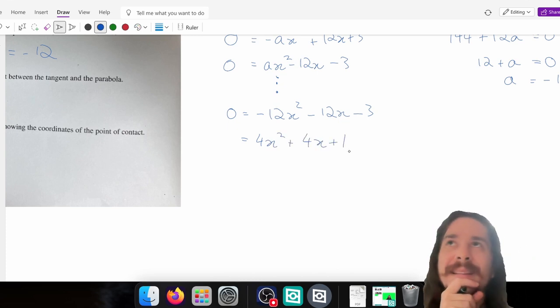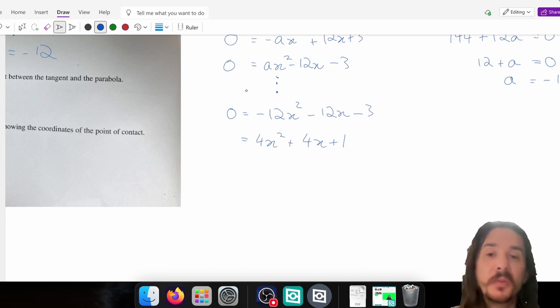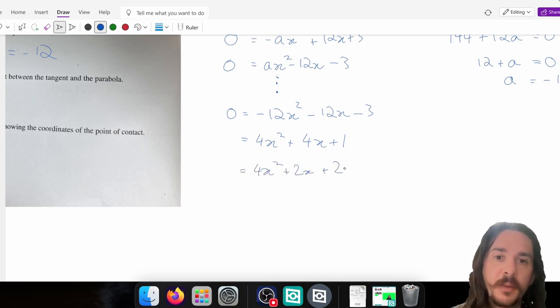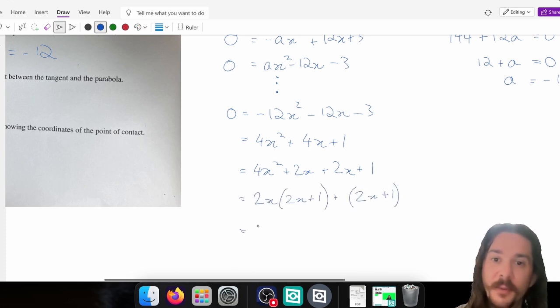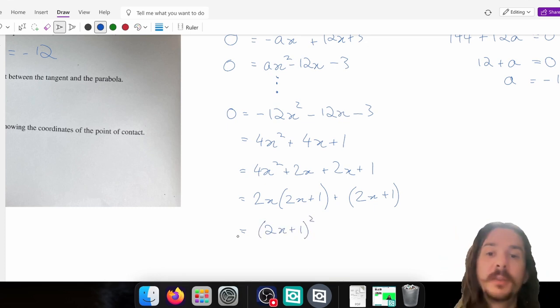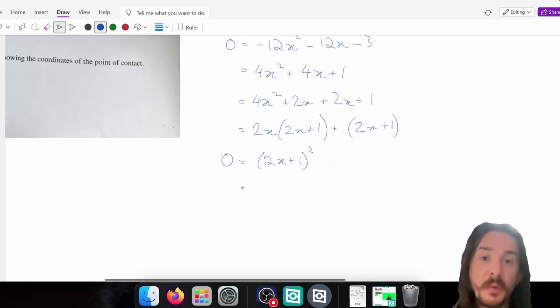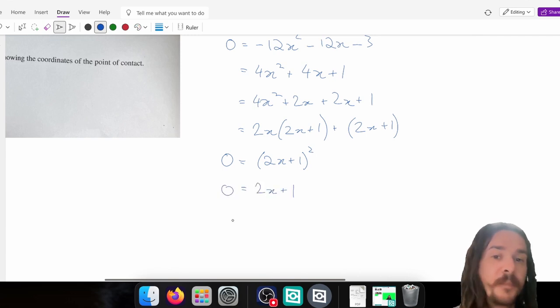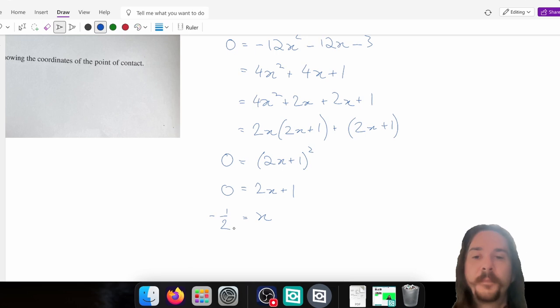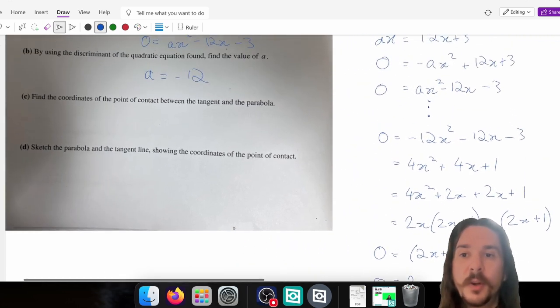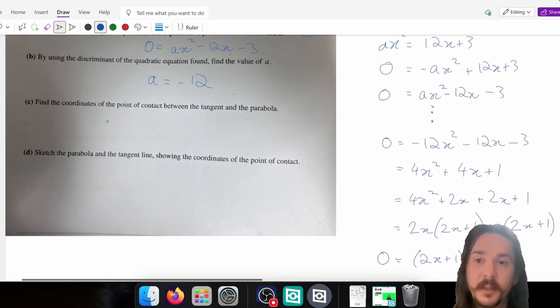Okay, so what adds to 4 and multiplies to 4? That's going to be 2 and 2. So we have 4x squared plus 2x plus 2x plus 1. So we have 2x times 2x plus 1 plus 2x plus 1. In other words, we have 2x plus 1 times 2x plus 1. Okay, this is equal to 0. So that means that we can square root both sides. 0 is equal to 2x plus 1, which means that x is equal to negative 1 over 2. Okay, so that's half of our answer.